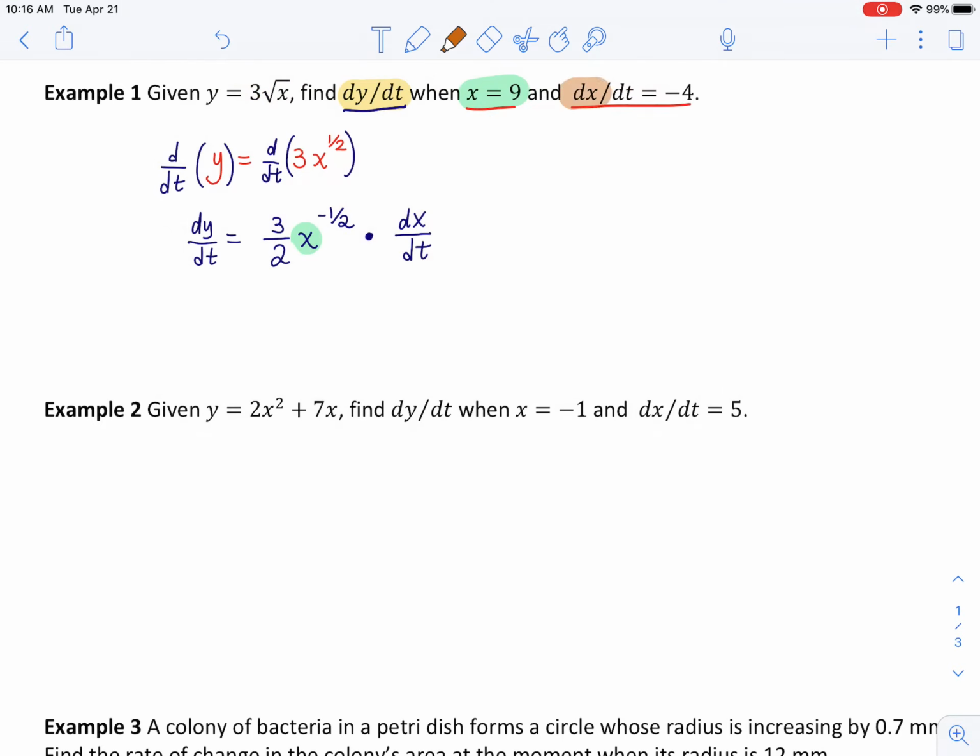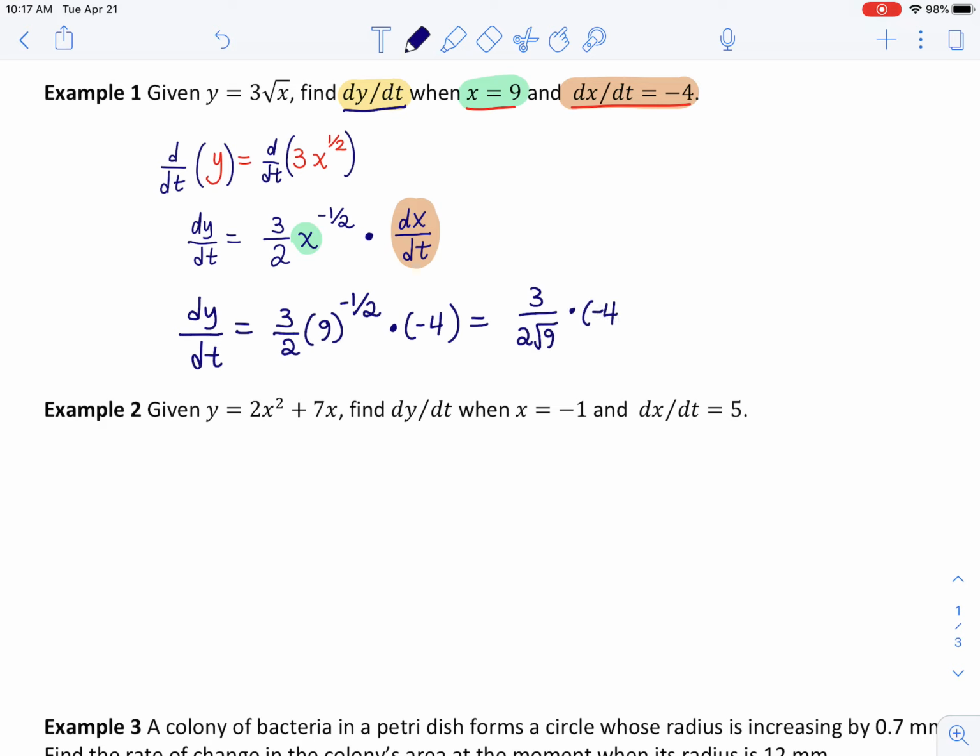Now, we're almost done. I'm going to highlight a couple of things for you. We were given x is 9. There is x right there. What else were we given? We are given that dx/dt is -4. So here's dx/dt right there. What do we have to do now? You just have to plug in these values. They gave them to you. So what's dy/dt? That's going to be 3/2 times 9 to the -1/2 times dx/dt, which is -4.